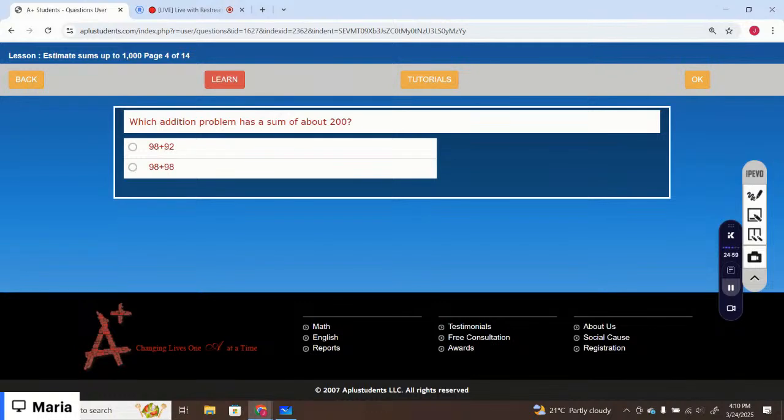Which addition problem has a sum of about 200? So which is the correct option?